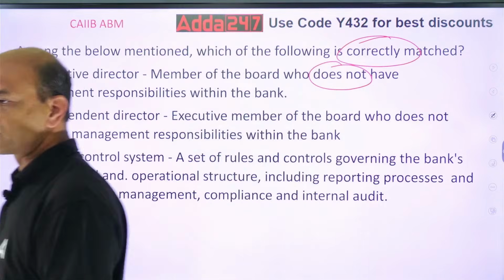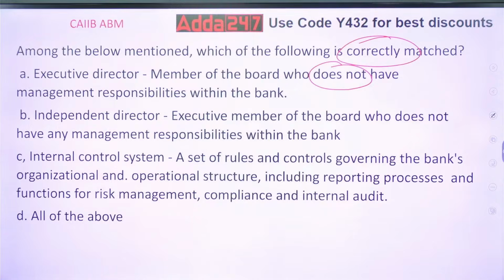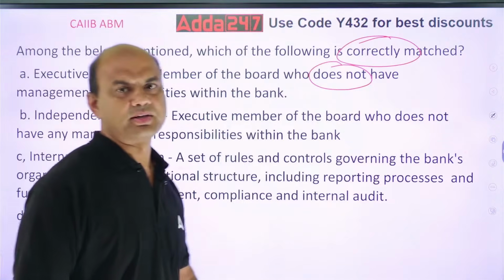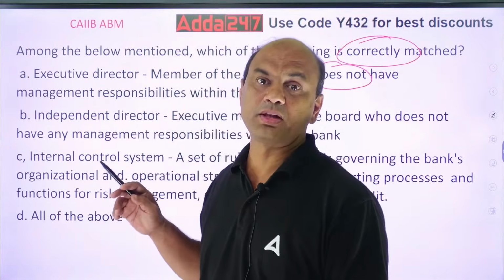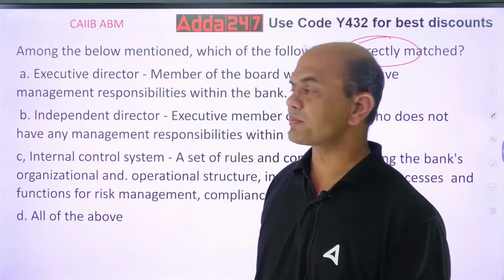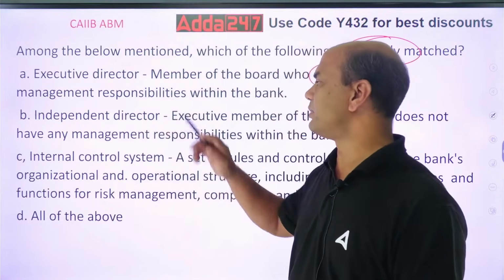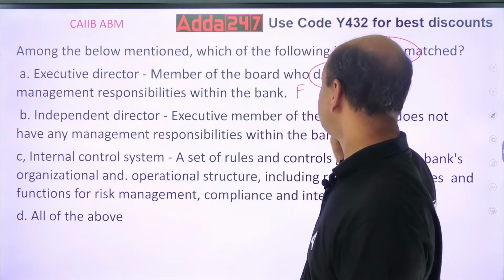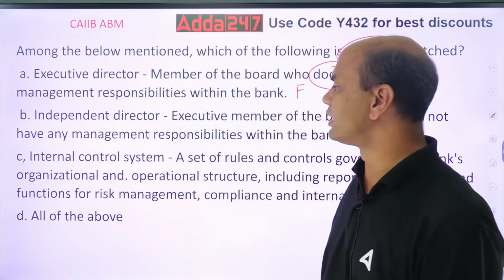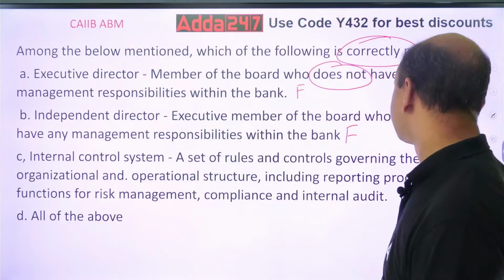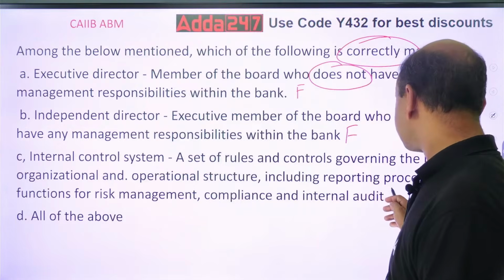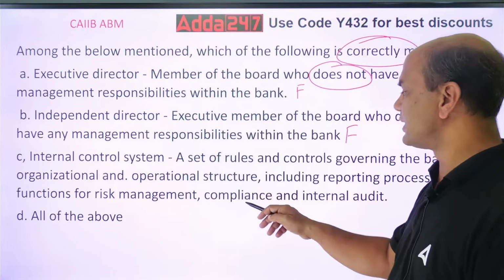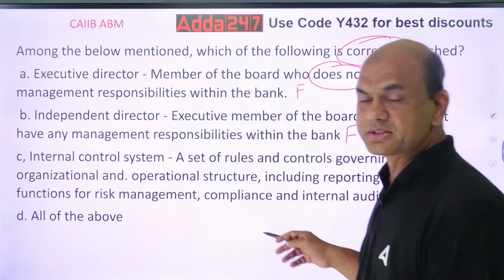When you are on the board of directors of any company or any bank, you always have a responsibility. Whatever decisions you give will affect the overall banking. So that's why executive director and independent director are false, and this one is true. Internal control system, a set of rules and controls governing the bank's organizational and operational structure, including reporting processes and functions for risk management, compliance and internal audit. Now this is so true.